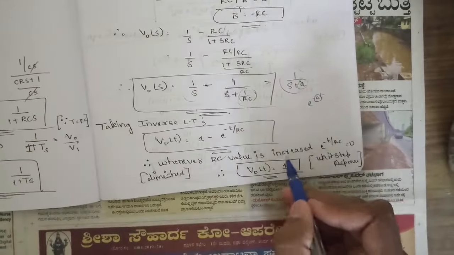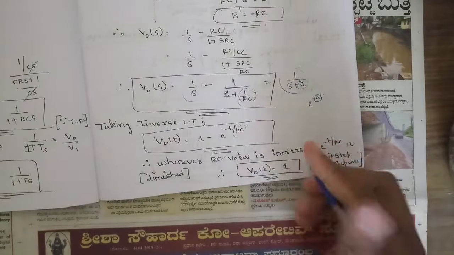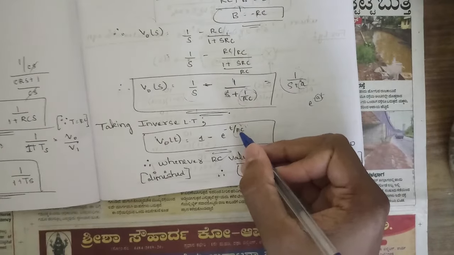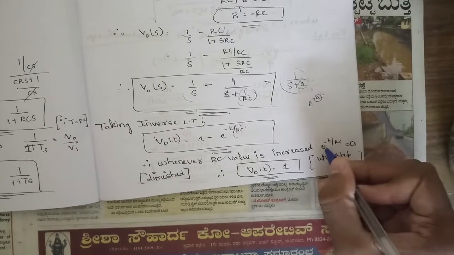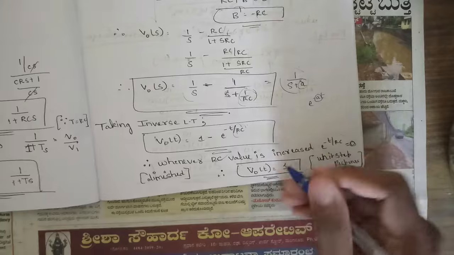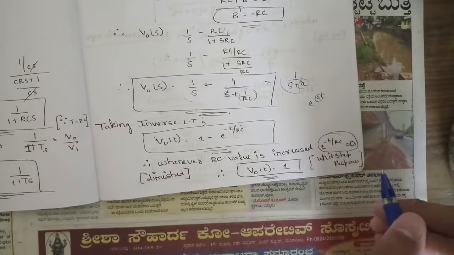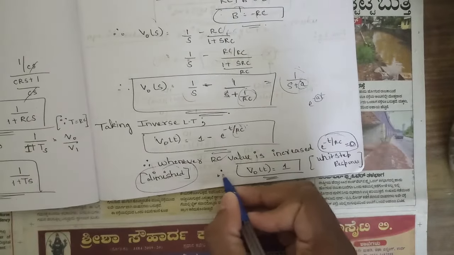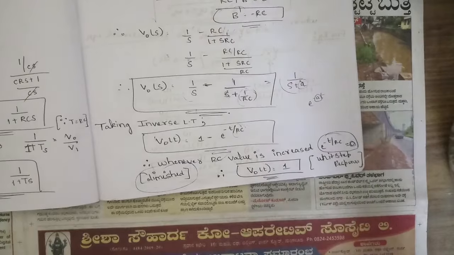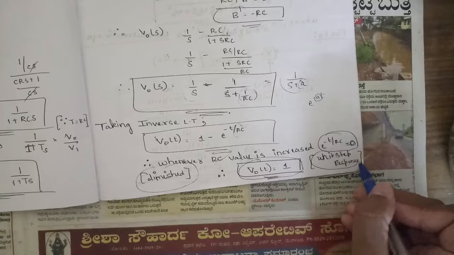Whenever the value of RC is getting greater and greater, if it reaches infinity, we get e to the power minus T by RC tending to 0, so this term would diminish. So the final value of V out of T, whenever the value of RC is increased, is V out of T equal to 1, that is the unit step response.